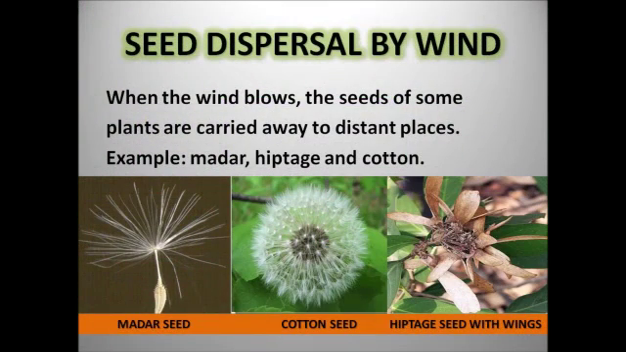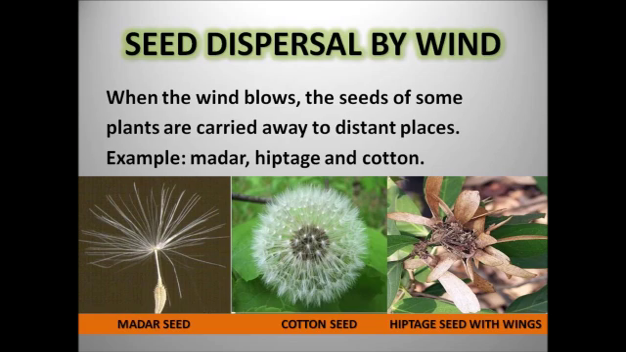Next is seed dispersal by wind. There are some plants which have very light seeds, very light in weight. These seeds also have wings or hair-like structures on their body. So when the wind blows, these seeds are carried away to distant places. The wind carries them with itself to very far places.